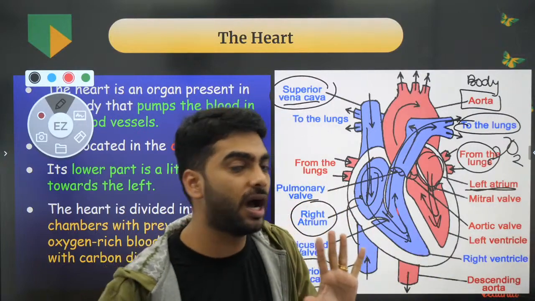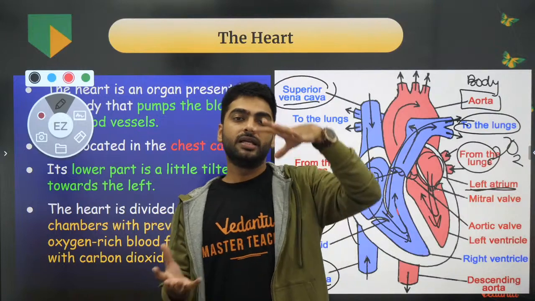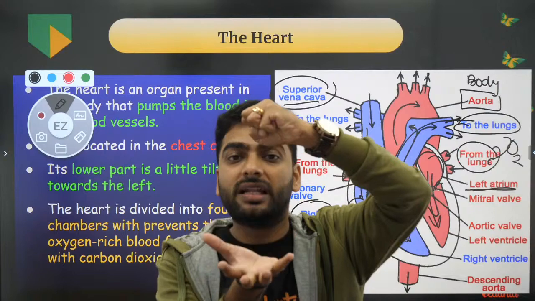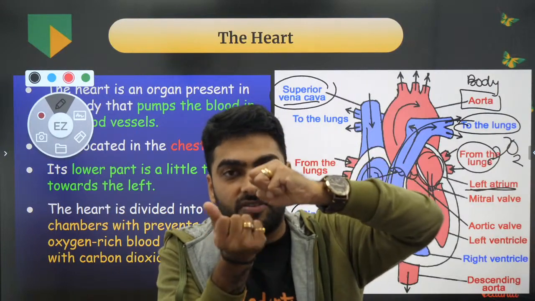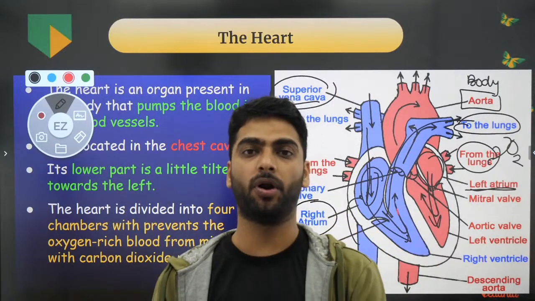And where will it go in the heart? It will go to the left auricle. First, it will go to the left auricle. So, left auricle is up. This left auricle will give the blood to the left ventricle. Left ventricle will give the blood to the aorta. Aorta will supply the blood to the entire body.